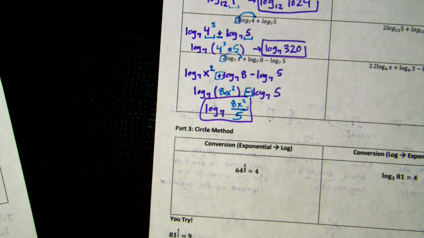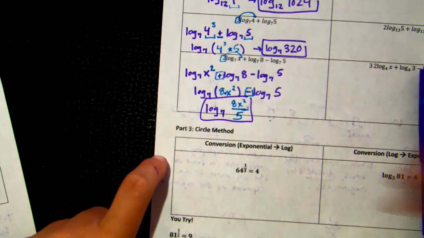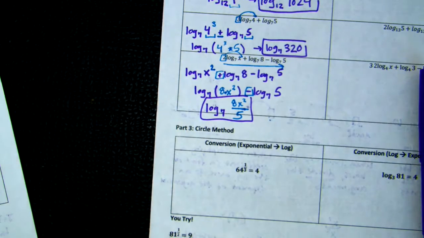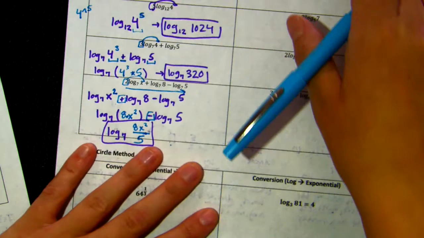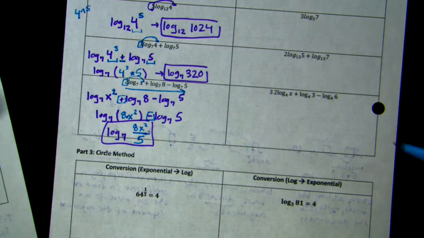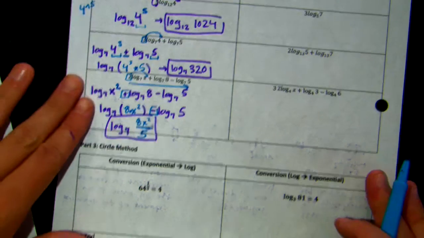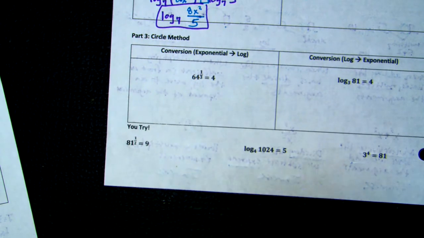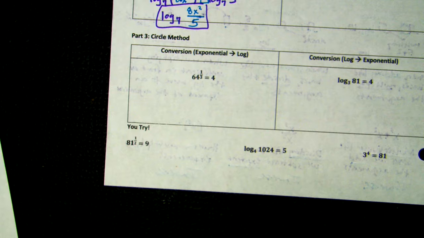Okay? So when you see multiple rules, work from left to right, tackling or condensing each rule as you go. Make sure you have completed the ones on the right-hand side. Once you have completed those, we're going to move to the last part of our video, which is converting from exponential to logarithmic form or from logarithmic to exponential form.